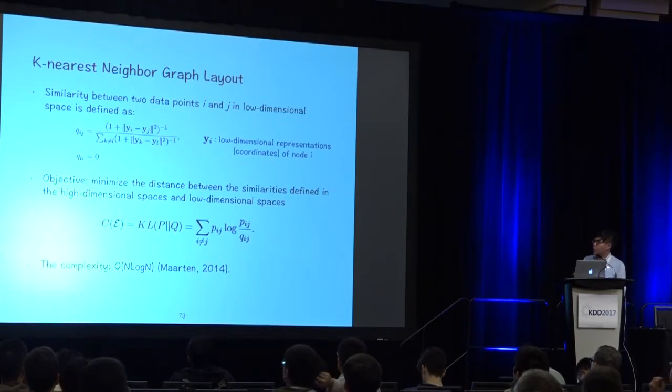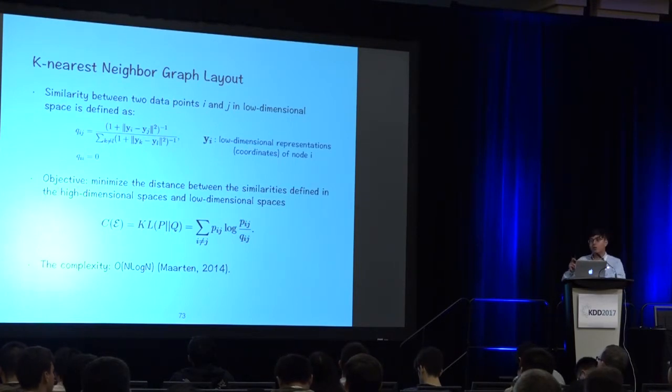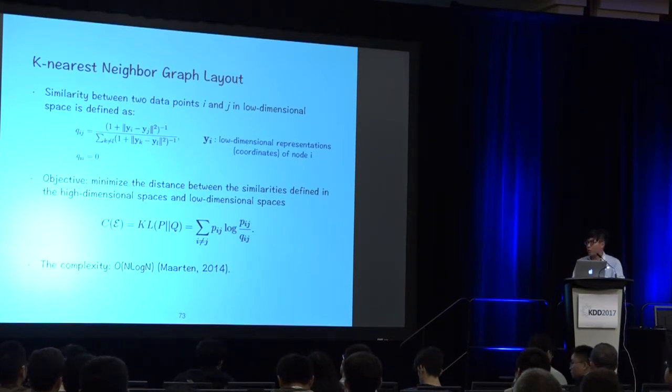In the low-dimensional space, we define the similarity between the two data points using a normalized Student t-distribution. Here y_i is the embedding of node i in the low-dimensional space. In order to do the visualization, we want to preserve the similarities of the high-dimensional space in the low-dimensional space. So our goal is to minimize the distance between the similarities in the high-dimensional space and in the low-dimensional space. For the distance, we still use KL divergence, and the final objective function is defined in this way.